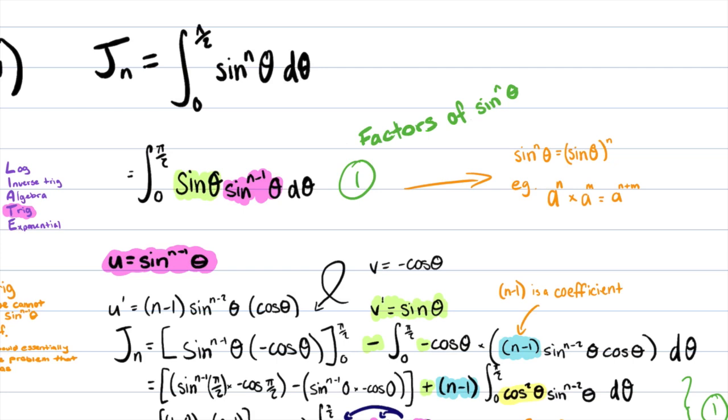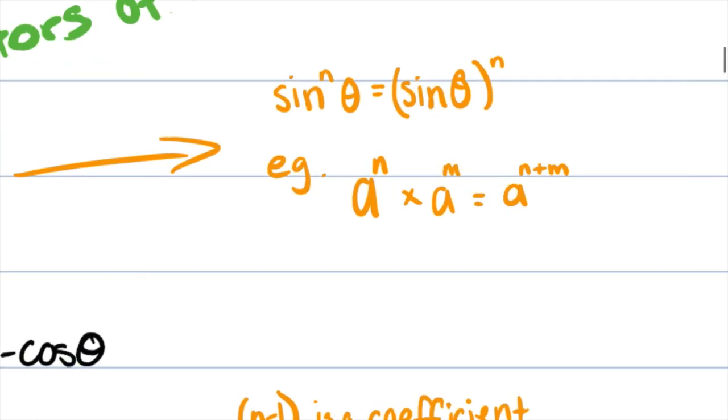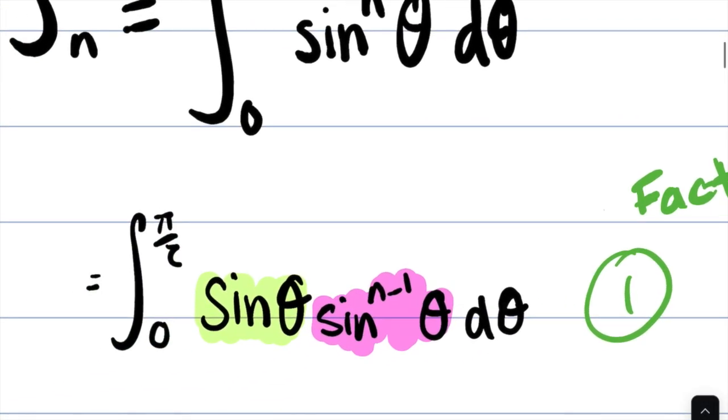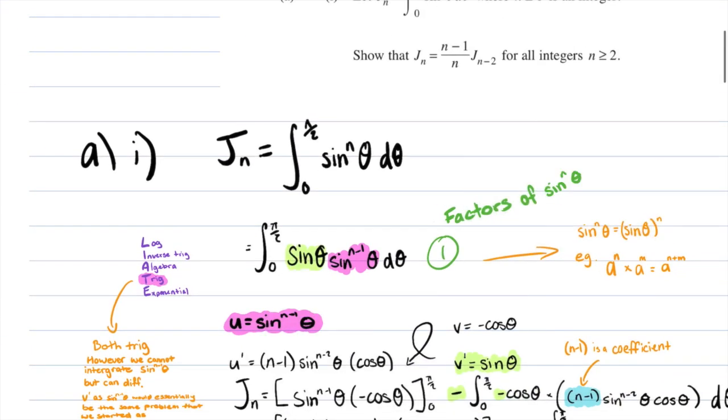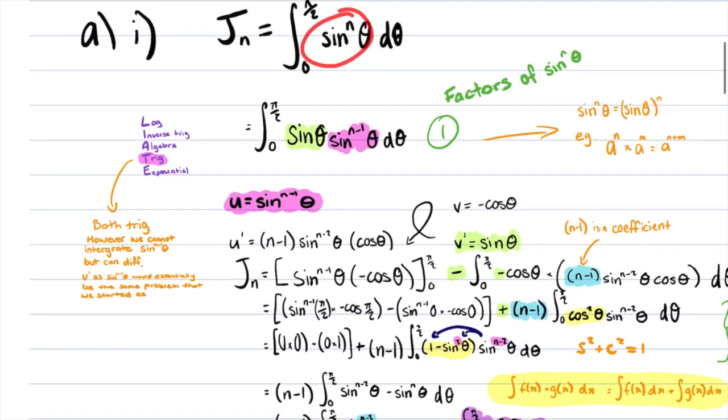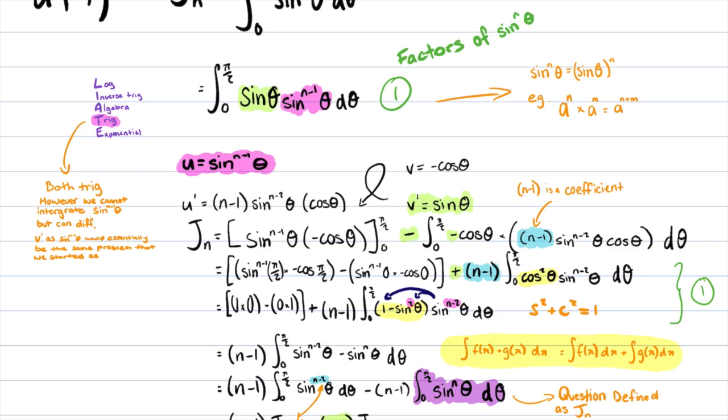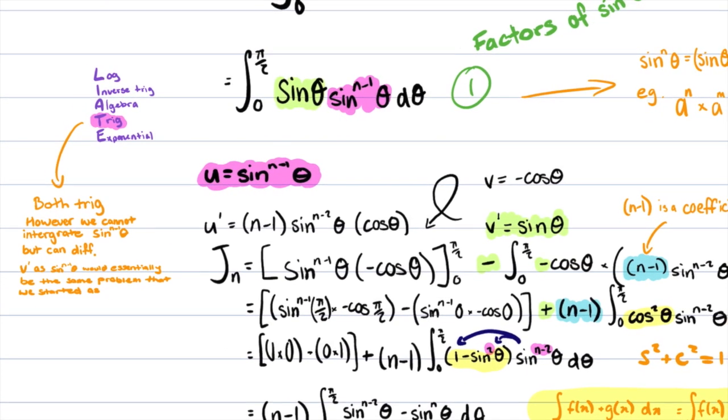We know that this is equal to here as of our index rules, where a to the n times a to the m is equal to a to the n plus m. We know that our power here is 1, so since we're multiplying these two, if we add the powers, it simplifies back down to sine n theta. Applying integration by parts, we know that our u value must be sine n minus 1.